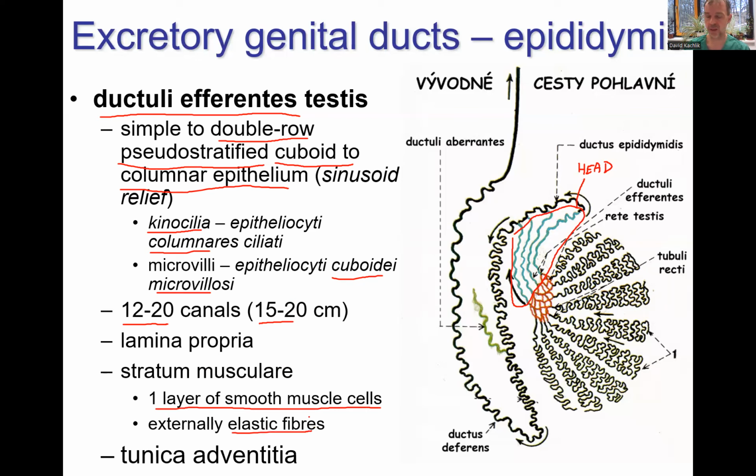So you can see that even these small ductuli have got a typical three-layer arrangement with mucosa, containing this pseudostratified cuboid to columnar epithelium and lamina propria, a very thin muscle layer, which means one layer of smooth muscle cells and elastic fibers, and tunica adventitia, which is the loose connective tissue around.